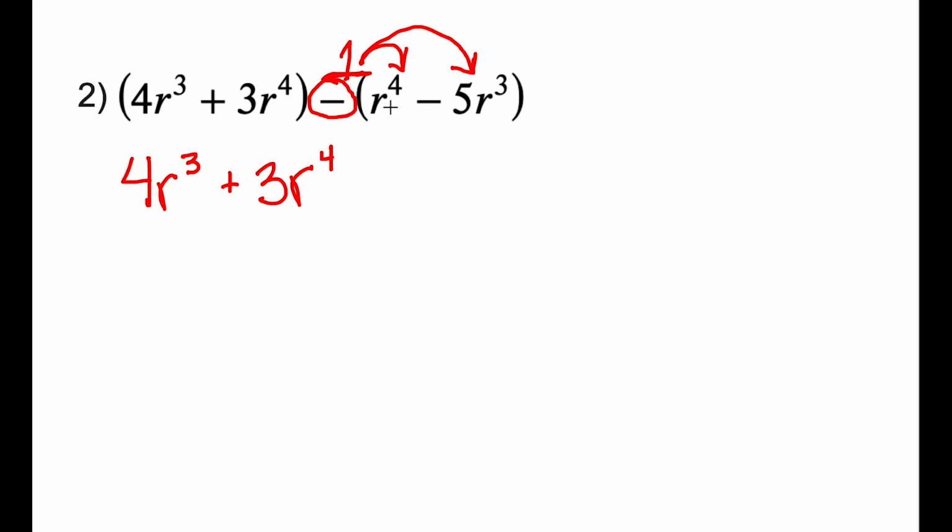Since this was a positive r to the fourth, and I'm multiplying it by negative 1, it's negative r to the fourth. Here I'm multiplying negative 1 by negative 5r cubed. A negative times a negative becomes a positive, and this is why all of the signs will change. So, having completed my distribution and removed the parentheses, I'm left with 4r cubed plus 3r to the fourth minus 1r to the fourth plus 5r cubed. We can now examine the sets of like terms.